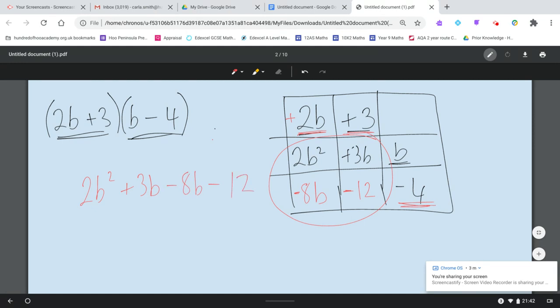Again, you must recognise that any b terms can be collected. So the 2b squared is going to stay the same. The minus 12 at the end is going to stay the same. And you've got positive 3, take away 8. So if you had £3 in the first place and I was going to take £8 off of you, you'd end up owing me £5. So that's going to be minus 5b. Okay. We'll do one more example of 2 negatives in the brackets and we'll go from there.